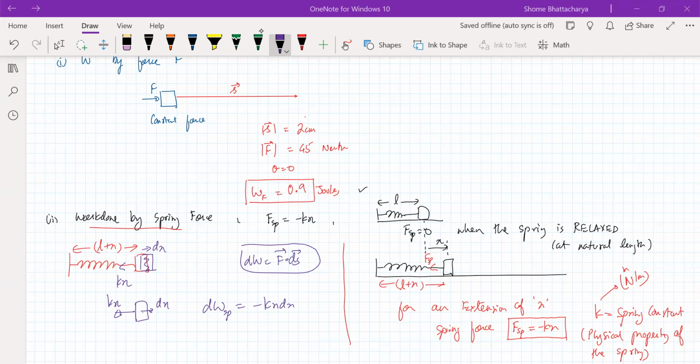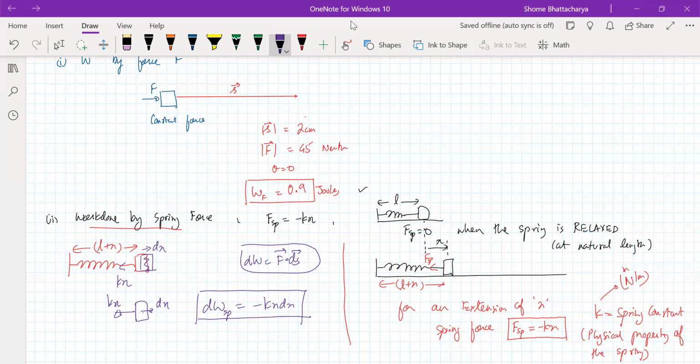Okay, so for a small displacement dx, where we are stretching the spring further from x to x plus dx, how much work is the spring doing? It is doing negative work of minus kx dx, because the direction of the spring force is opposite to the direction of displacement and the magnitude is kx. Okay, this point is clear.